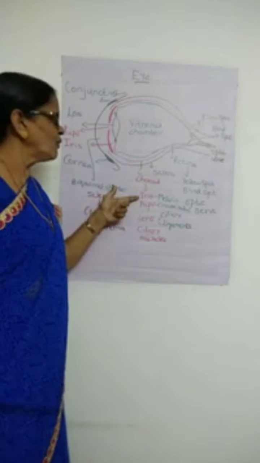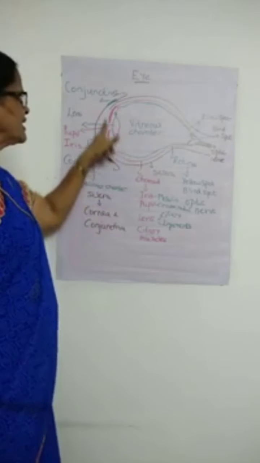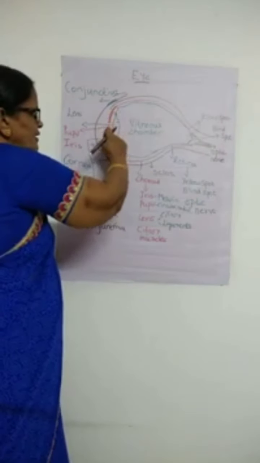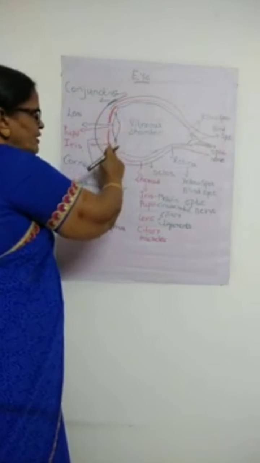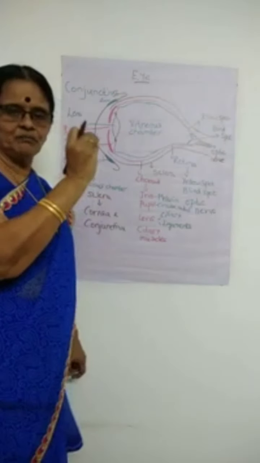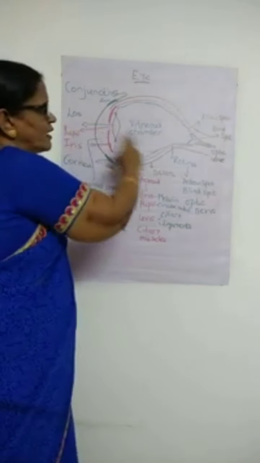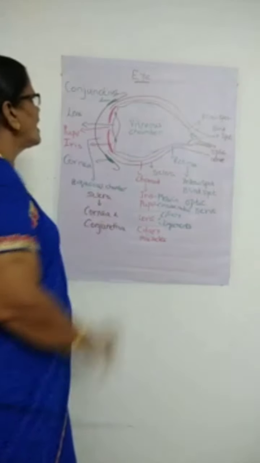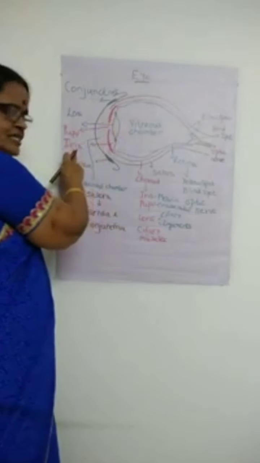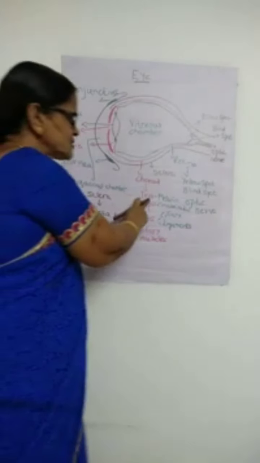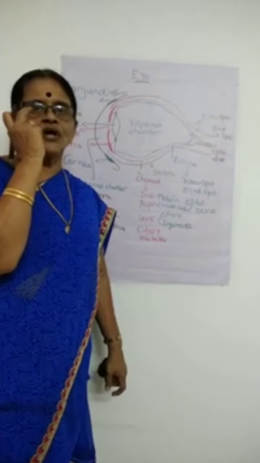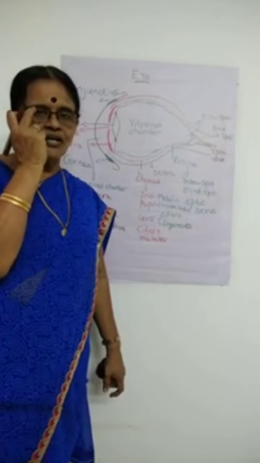Now, in front, the choroid has a colored aperture. You can see this portion. This is a continuation of the choroid, which has a colored part, and that colored part is what we call the iris. Your iris is that brown color in your eye.